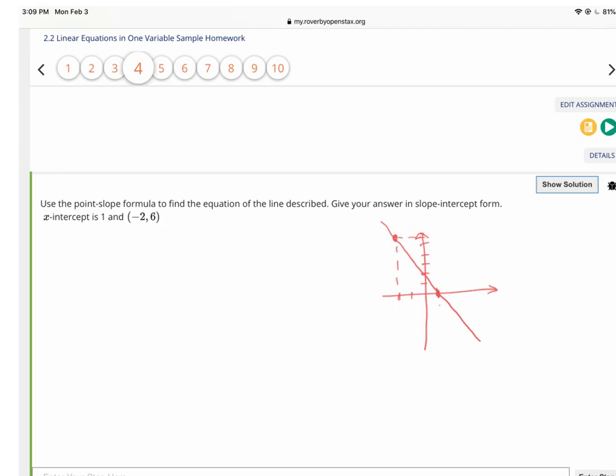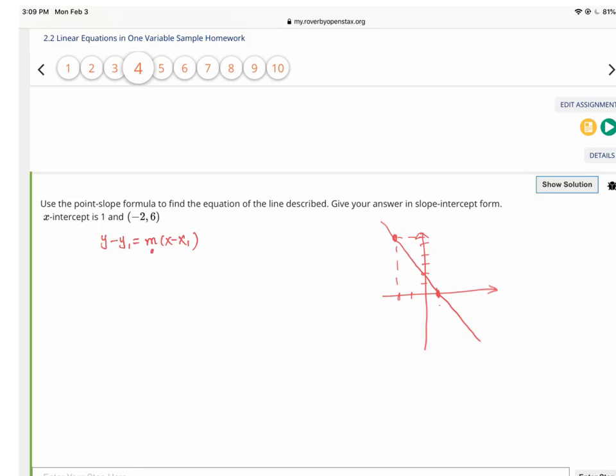Now, because the x-intercept is given but not the y-intercept, we certainly cannot use the slope-intercept form. We have to use the so-called point slope form, which is y minus y1 equals m times x minus x1. Unfortunately, like I said in class, you do have to memorize some formulas. This is one formula that you should memorize.